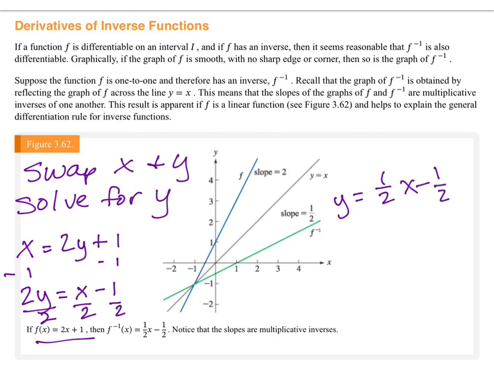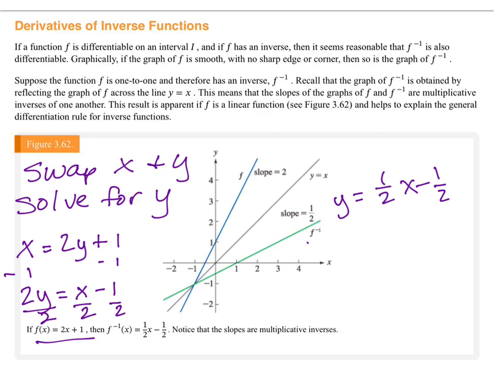You see where we're getting the green and the blue? So f was the original. f inverse is the green one. Okay. The slope of the original function was 2. The slope of the inverse function is 1/2.